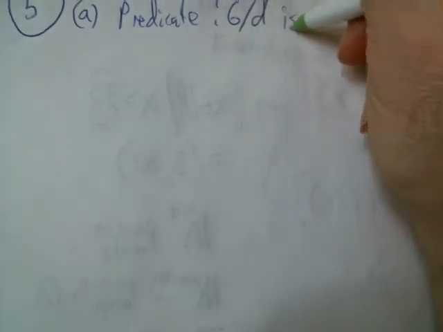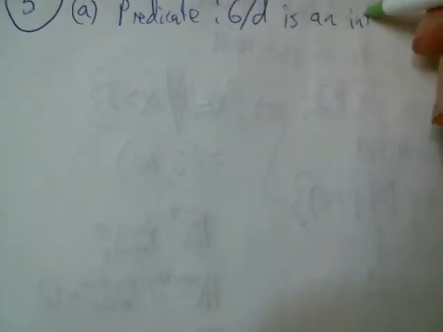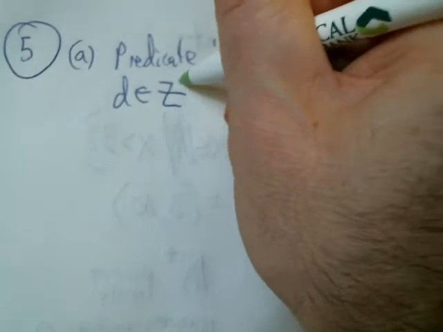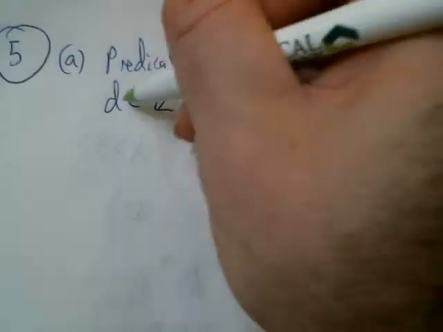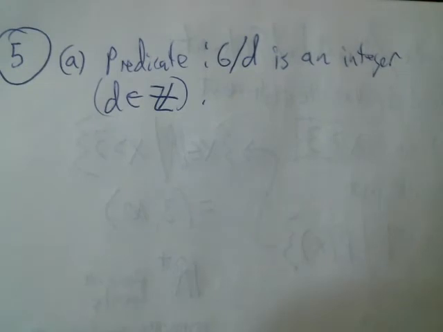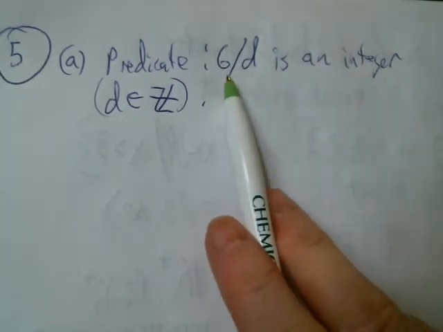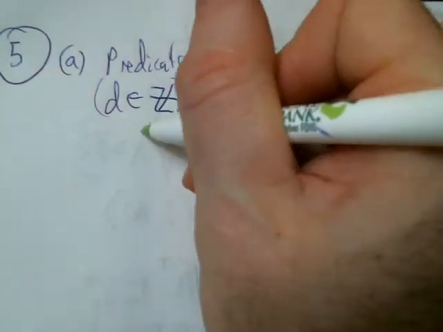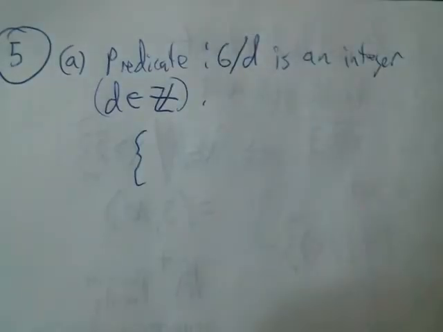Okay, let's look at another one, probably number 5. They want you to find now the truth set of each predicate. So part A, the predicate is 6 divided by d is an integer, and d is in the integers. Okay, find the truth set. So all numbers that basically divide evenly into 6 such that those guys are integers. So I'm going to write it in set notation.